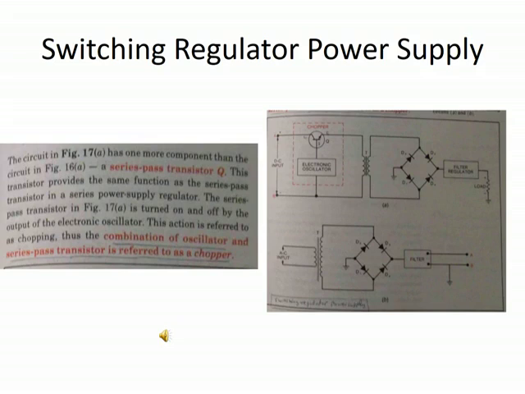In the other diagram, we can see an equivalent circuit diagram. The input AC is connected to the rectifier and the filter, and the output is DC. This is for the AC input converted to DC. But in the diagram above, the input is DC and the chopper circuit is connected, so it is converted to AC, and the AC is converted again to DC by the rectifier circuit, and then we utilize the filter circuit to filter out the voltage. This is the switching regulator power supply circuit.